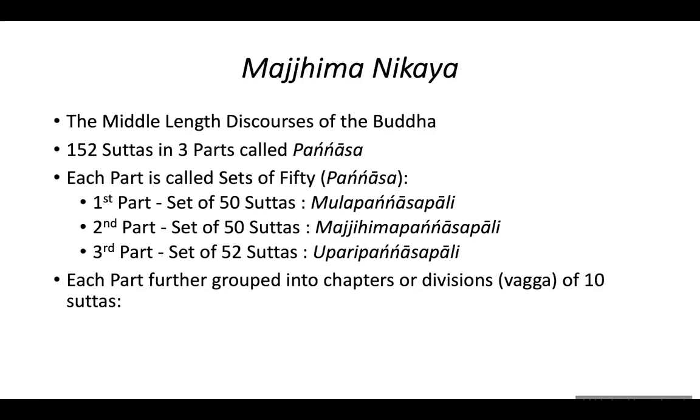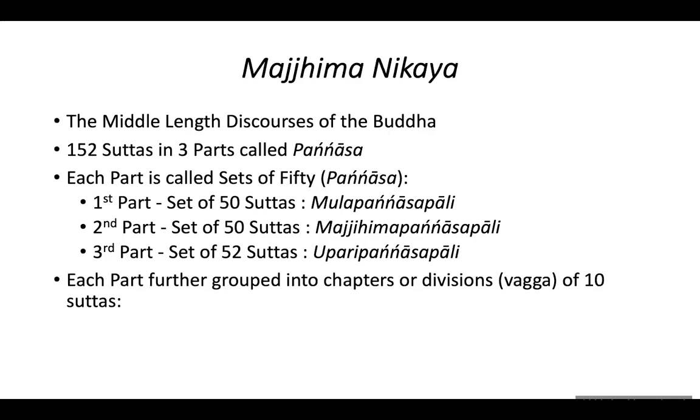Majjhima Nikaya consists of 152 suttas, and these 152 suttas are divided into 3 parts or 3 books called Pannasa. Pannasa means a set of 50. So each Pannasa is composed of 50 suttas.